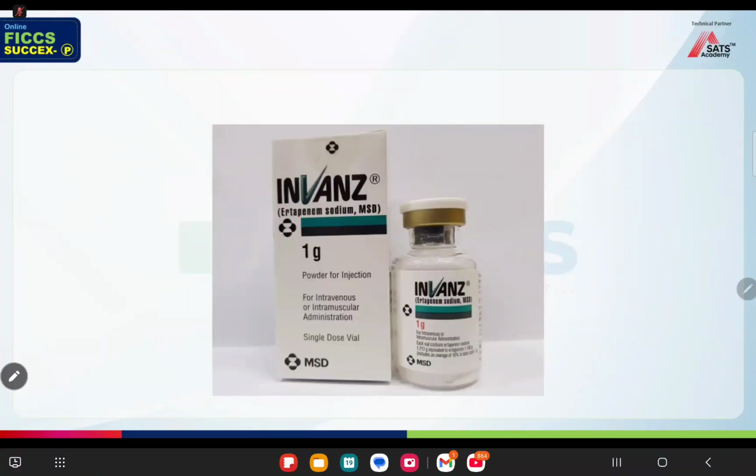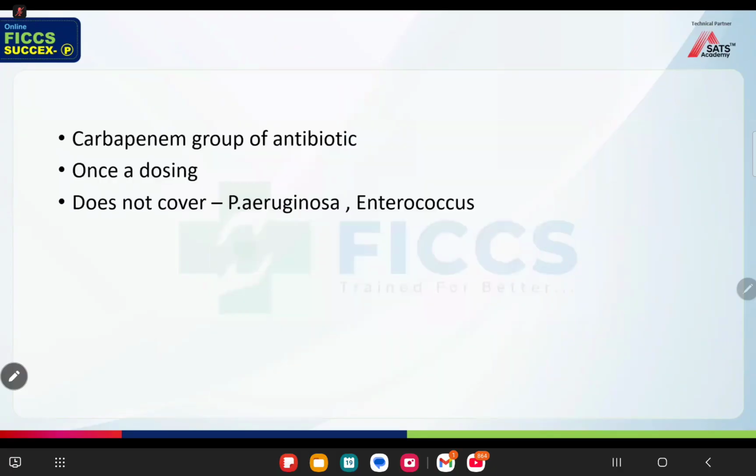Again, this is an ertapenem vial, and this comes under the carbapenem group of antibiotics. Once a day dosing is the advantage, but it does not cover Pseudomonas and Enterococcus, because you know Enterococcus faecalis is covered by meropenem. Faecium is intrinsically resistant to carbapenems. Faecalis is sensitive, but this does not cover Enterococcus also.